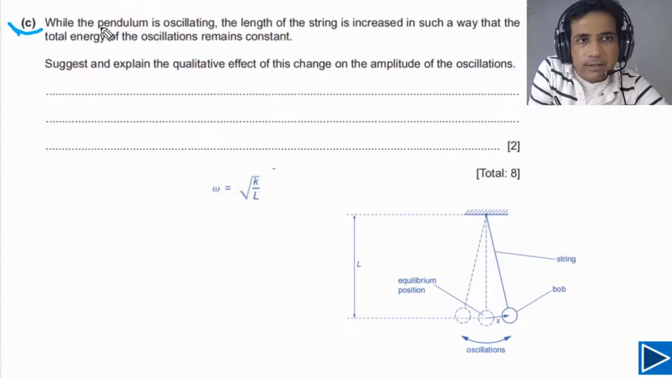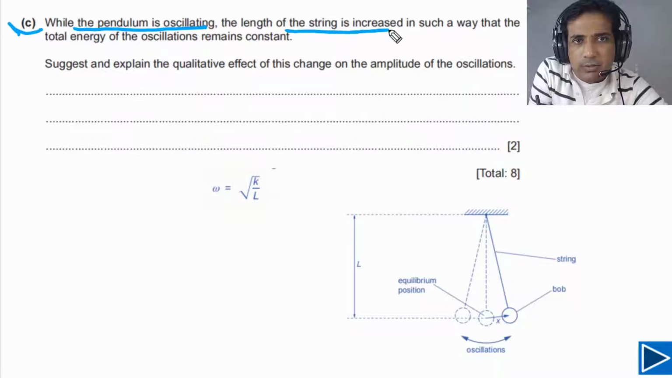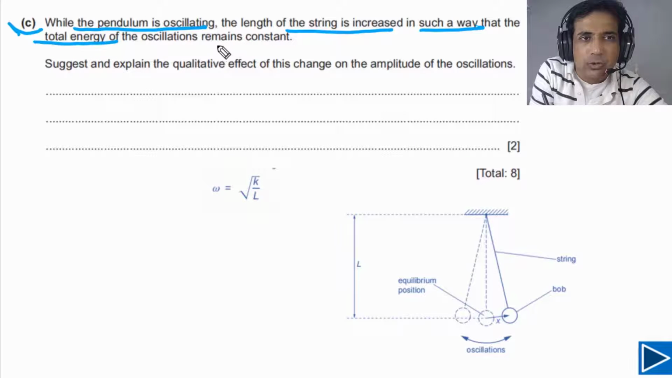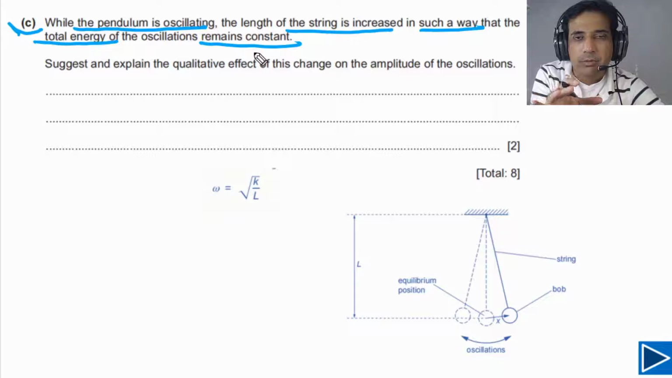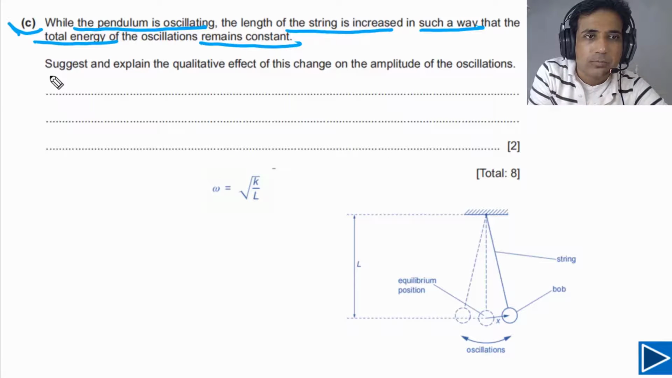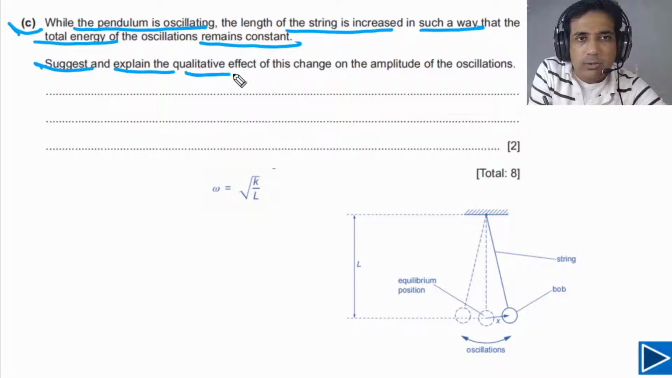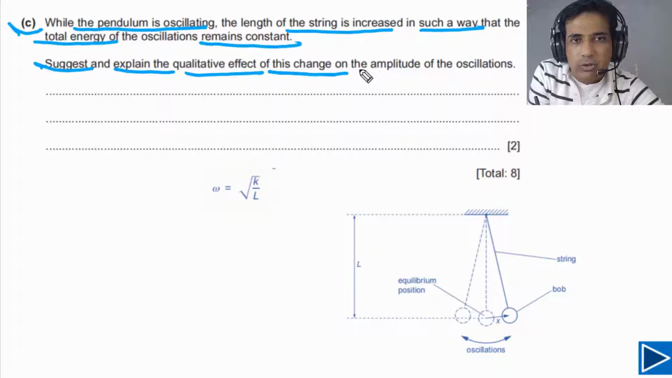For part C, it is given to us while the pendulum is oscillating, the length of the string is increased in such a way that the total energy of the oscillations remains constant. Total energy remains constant. So this is key concept. You need to answer this question. For this question, we need to suggest and also explain the qualitative effect, means we don't need calculations, of this change on the amplitude of oscillations.